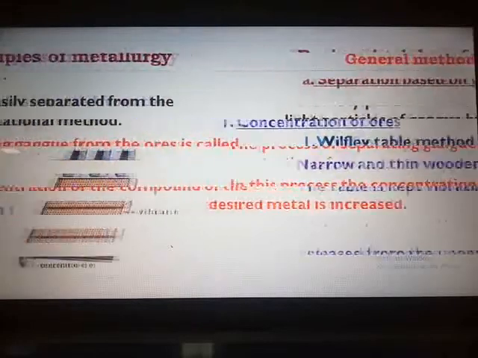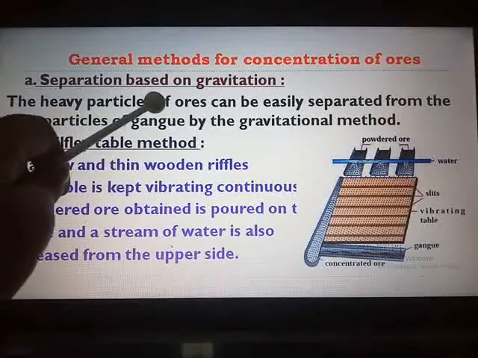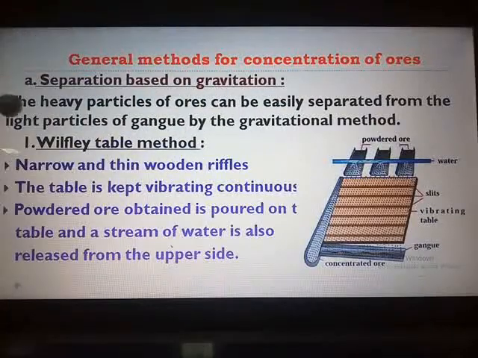The first method is separation, which is based on gravitation. What is the main technique over here? The heavy particles of the ores can be easily separated from the light particles of gangue by the gravitational method. Under this, you are going to study two methods. One is the Wilfley table method and the other is the hydraulic separation method.